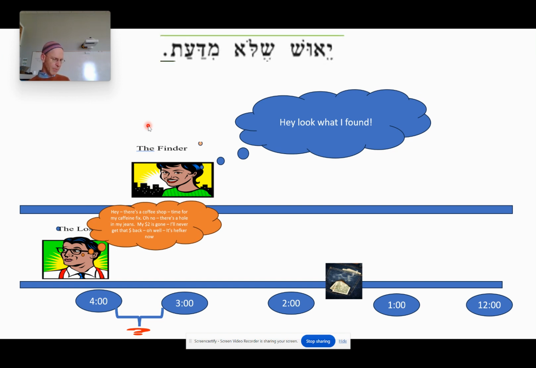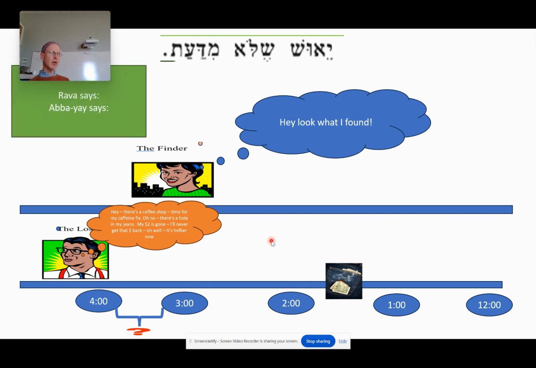Maybe look up the word retroactive and what it means, because that's going to be helpful for us right here. Because the term that's going to be used in the Talmud is Yeush Shelo Midat. Is there Yeush even though the loser does not yet know that that object is gone? So because he does it at 4 o'clock, does it kind of revert back to 3 o'clock? Is it as if he yeushed at 3 o'clock and declared it hefker? And that's really going to be our question.